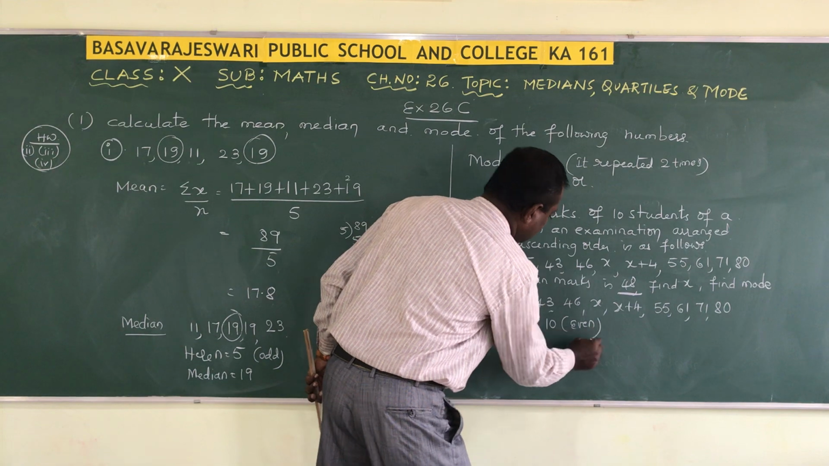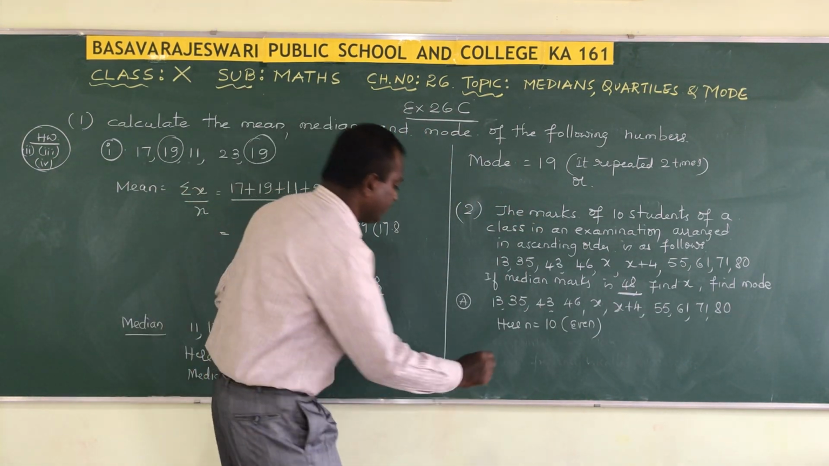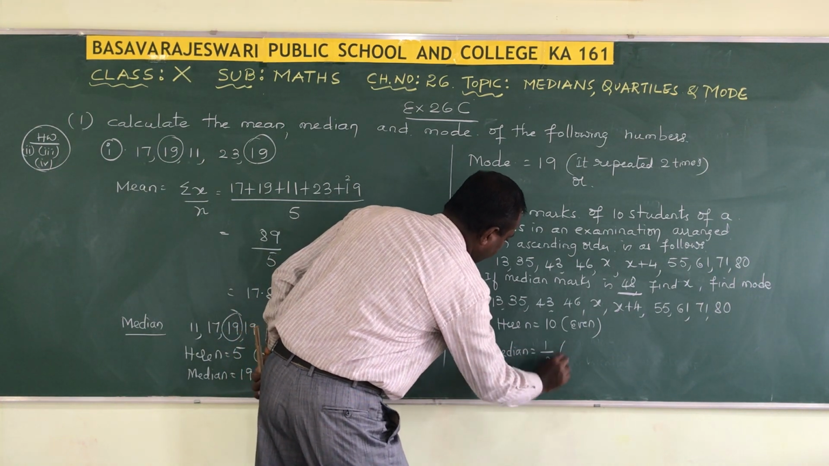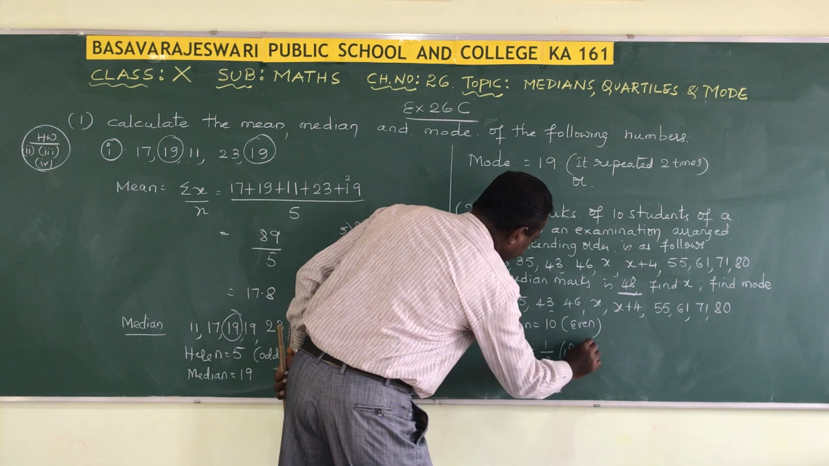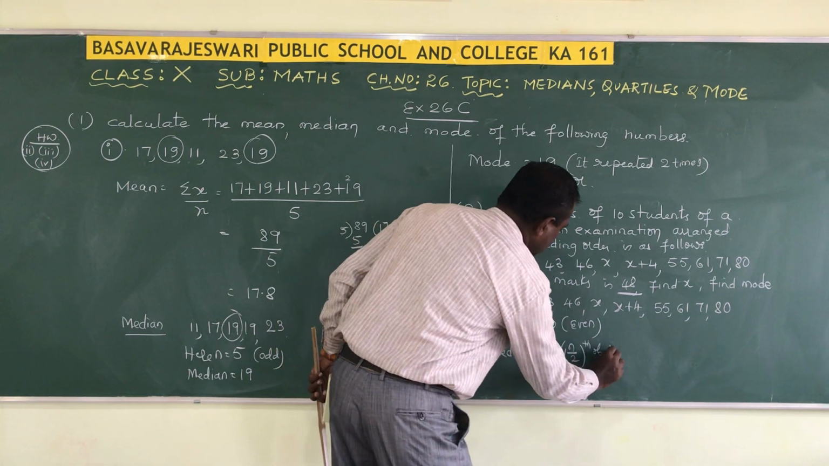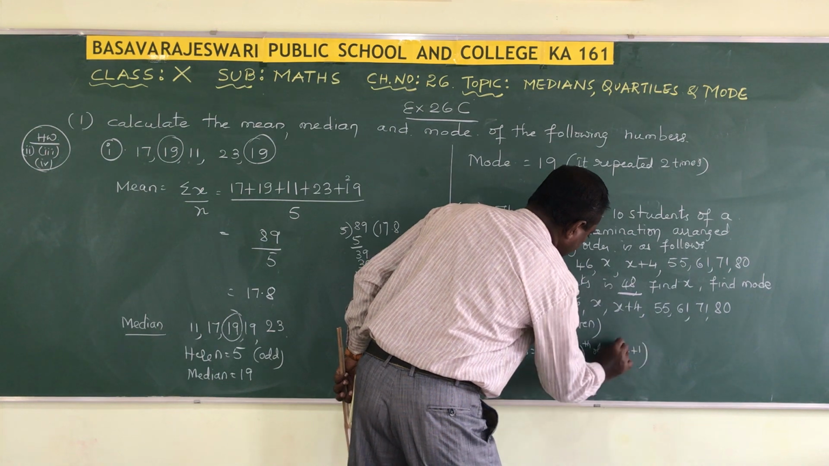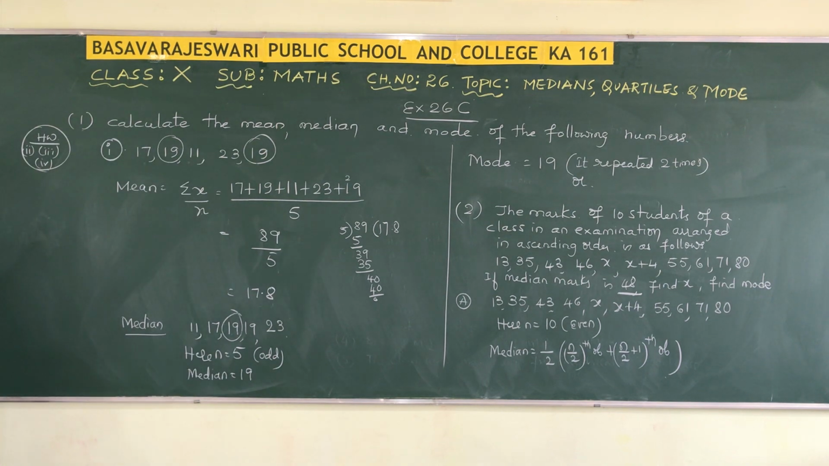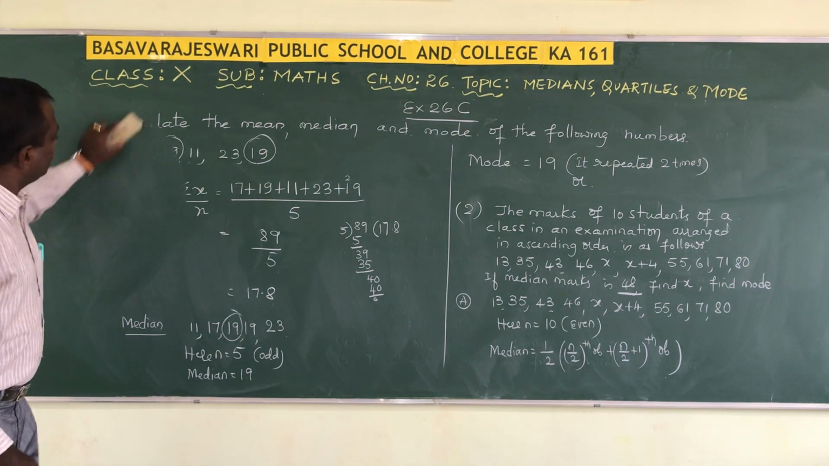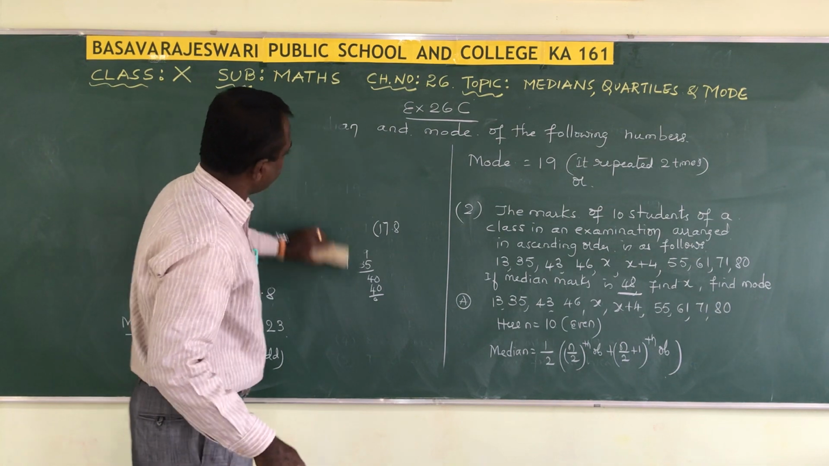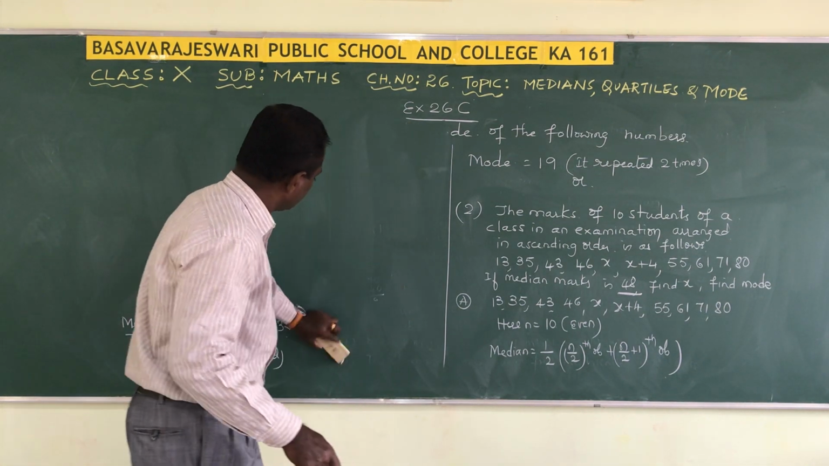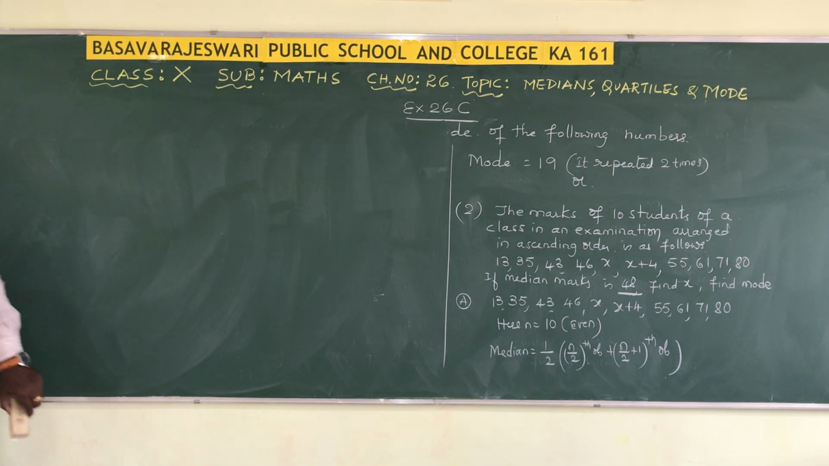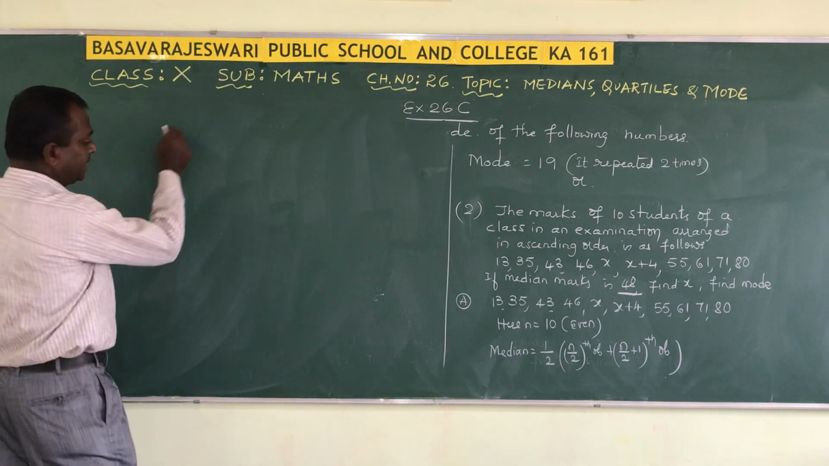That is an even number. So what is the formula to find the median? Median is equal to 1 by 2 of the n by 2th observation plus the n by 2 plus 1th observation. So this is the formula, correct? So substitute the values in the formula. The median is already given.